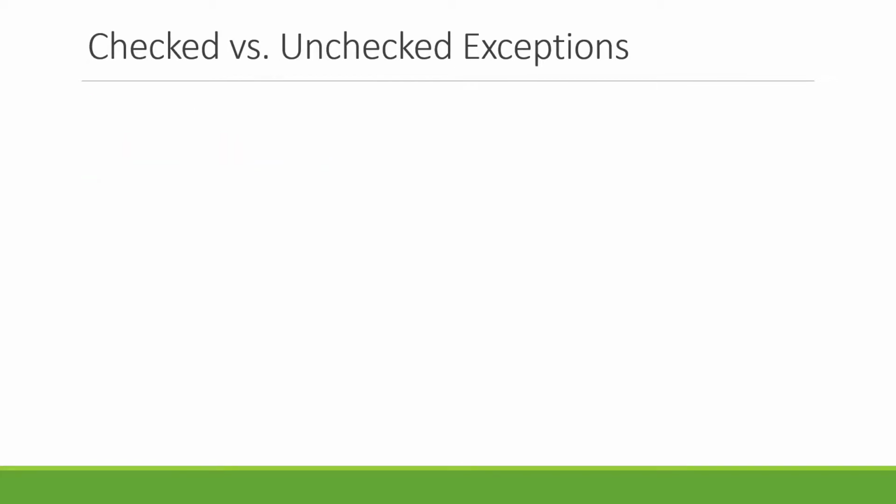So the main way we categorize exceptions, and this is probably the most important part of this entire series of videos, is checked exceptions versus unchecked exceptions. So what exactly does that mean? If we look at the exception class hierarchy, this is what you'll find.